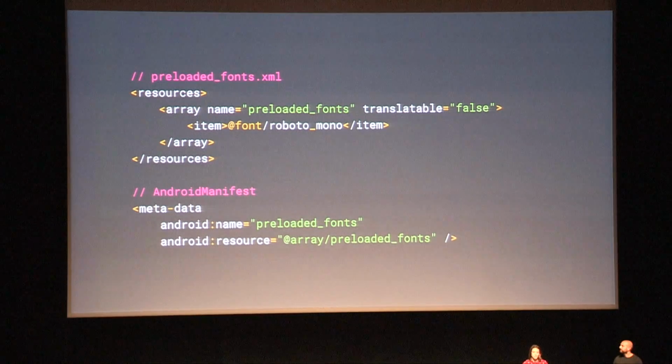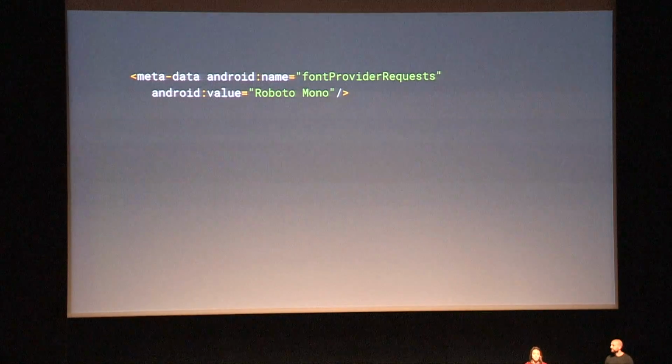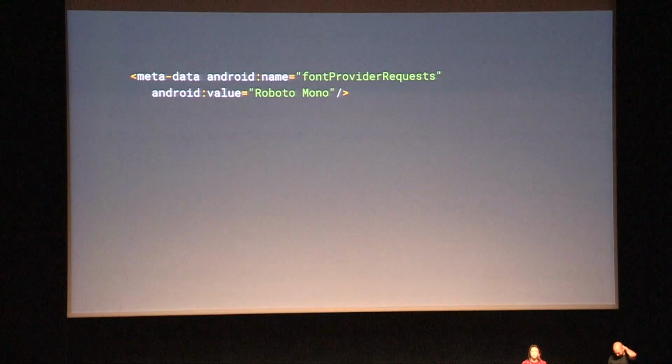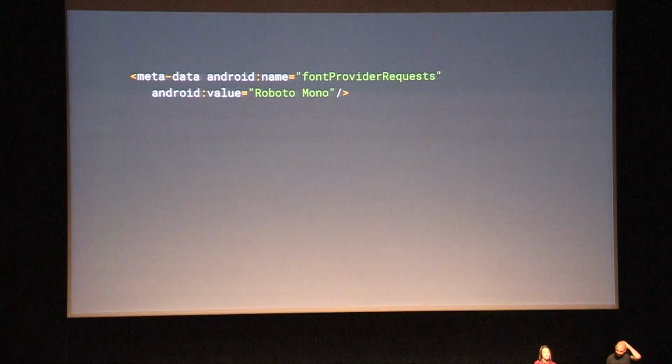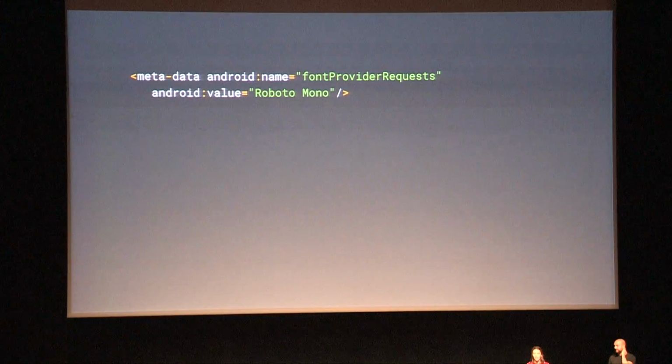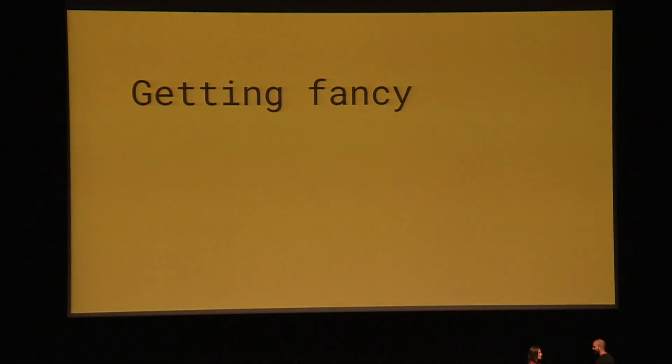But there's another optimization that you can do that Android Studio doesn't support doing for us automatically for now. You can add the font provider request metadata in the XML. This will tell Google Play services that when you install the app, it should also download this font. So you're moving this step even earlier in the timeline. We can get even better than this.